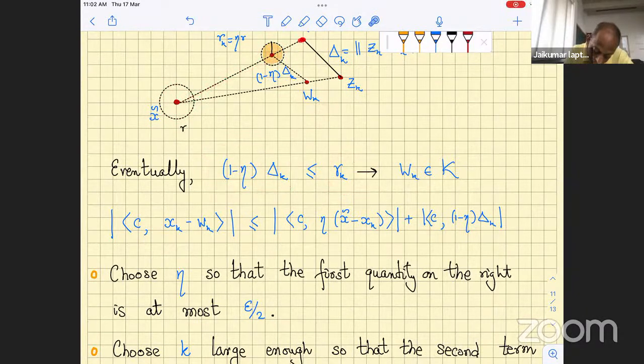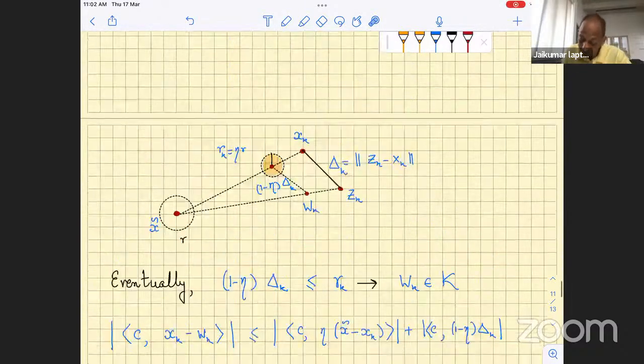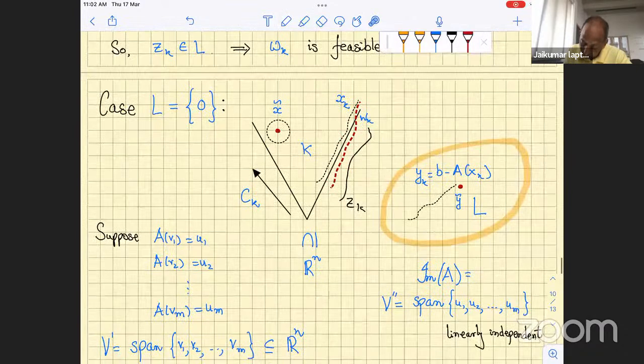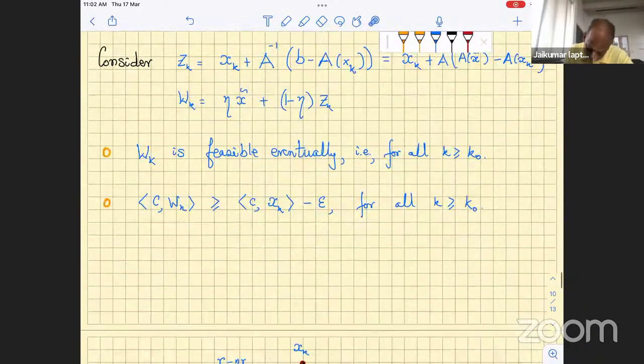But this was feasible. This whole ball was feasible. So this whole ball is feasible. And if this point lands up here, then it has become a feasible point. We always maintained that on the right-hand side, things are good. And once we have ensured that on the left-hand side, things are good, we are done.